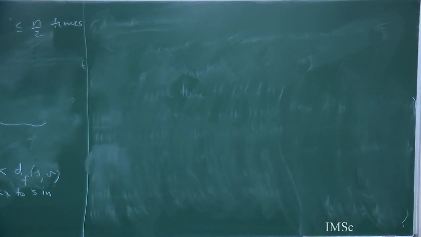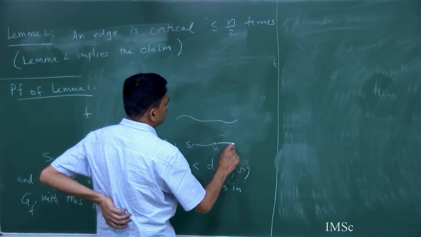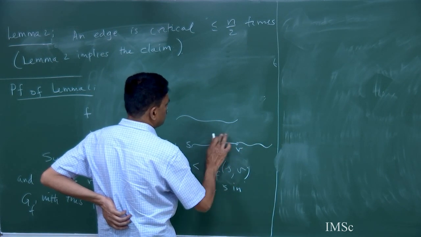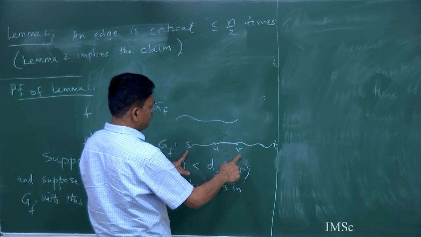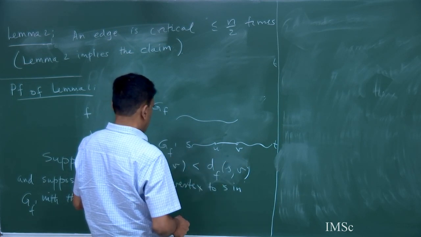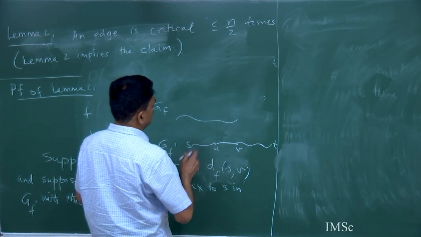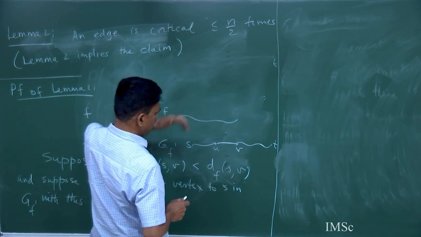Okay, so let me look at the shortest path from S to U to some V in GF prime, and the path goes like this. And it turns out that this length from S to V has actually decreased now from what it was before in GF.